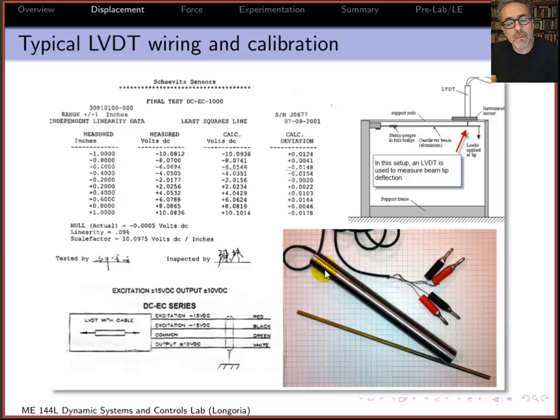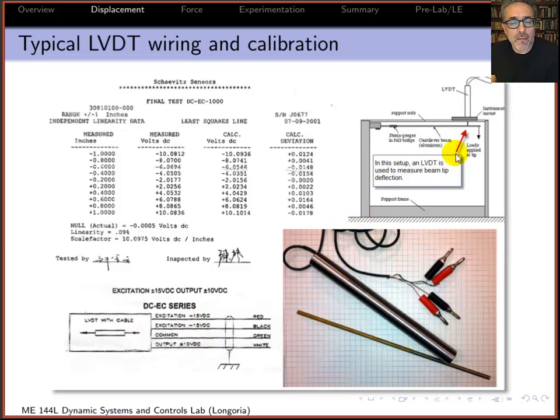sorry, not the power supply, but the oscillator. You would basically give this just a DC power, and the circuit for creating the AC, for example, would all be inside here. Signal conditioning then to give you a nice DC output voltage is all embedded in this device. And that's what type of LVDT we have here.